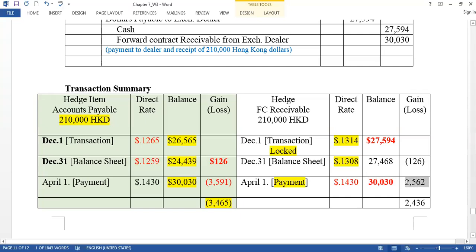We have a gain here. Do you understand? We have a gain because according to the payment date rate, this is our payment, right? But the balance sheet date rate is different. Balance sheet date rate is this one. So we compare again, like here, we compare balance sheet and payment, right? Same here. We compare balance sheet and payment to find if we have any gain or loss.